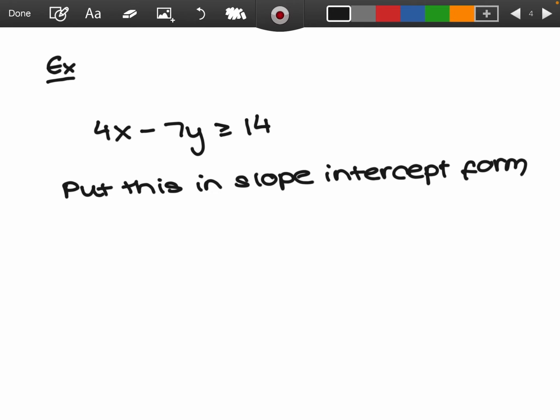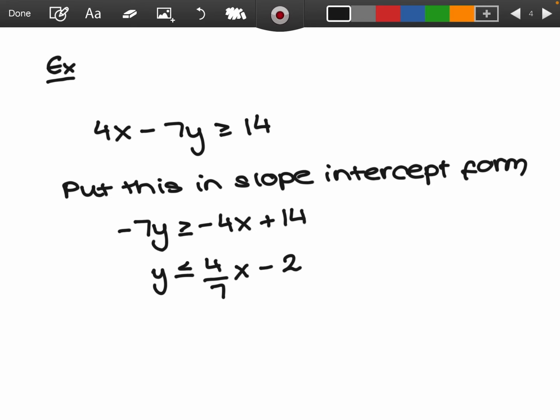So if we do that, we always put the y on the left and everything else goes on the right. So that would leave me with negative 7y is greater than or equal to negative 4x plus 14. So all I have done is I've put my x and my constant on the right and my y on the left. Now I've still got a negative 7 as a coefficient of y, so I need to divide through by that, but I'm dividing by a negative, so I need to switch my inequality around when I do that. So that would leave me with y is less than or equal to, the negatives would cancel out here, 4 over 7x minus 2.